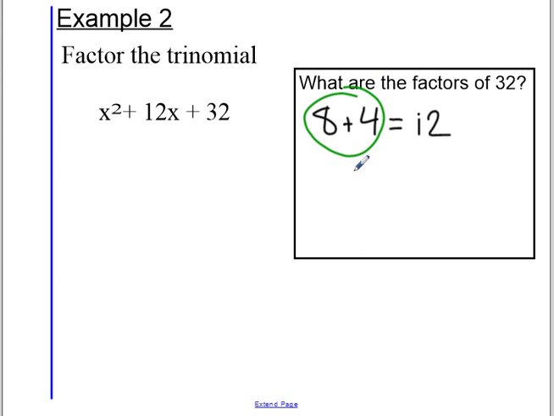Sometimes we get lucky and find the pair very quickly. If I did not find the pair, I would then move on to another combination of numbers, such as 16 and 2. So now that I have my pair, let's set up our two factors. Double set of parentheses. Remember, x squared is made from the x times the x. And now it's time for a pair of numbers, positive 8 and positive 4. 8 times 4 is 32. 8 plus 4 is 12.